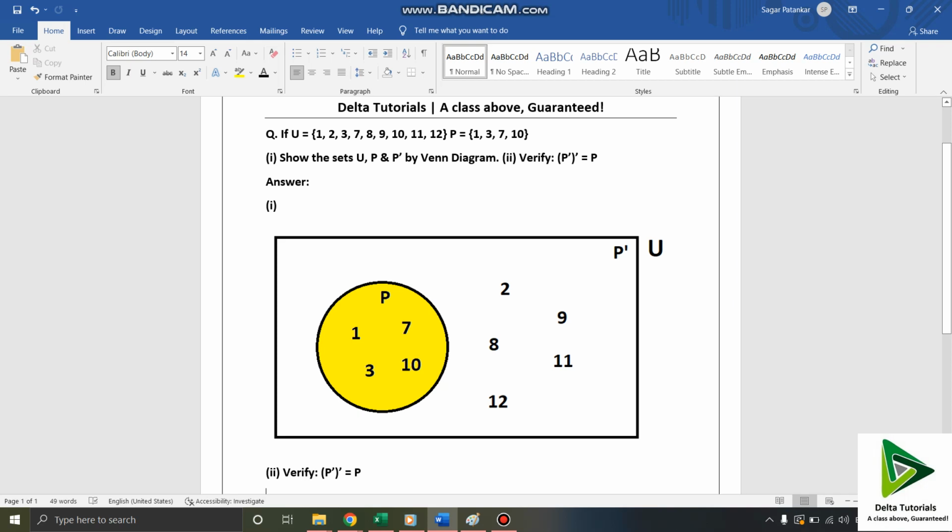If these four are the elements of P, then P dash or P complement will be the elements other than the set P, which I have written over here: 2, 8, 9, 11 and 12. These are the elements other than P, hence we can call this particular set P dash. So basically this complete Venn diagram is a combination of P and P dash, and the complete diagram is presented by U, the universal set.